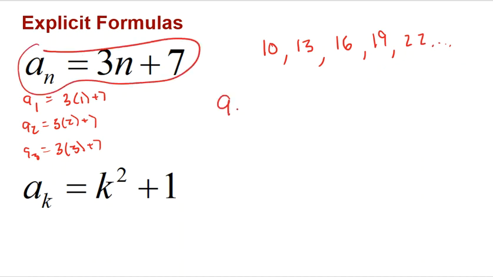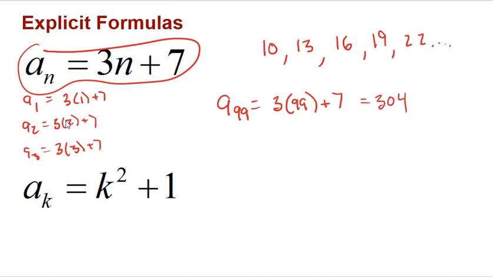So even if I say, what's the 99th term? Well, okay, all I got to do is plug in 99, and I may need my calculator for that. I don't know if I could do that in my head, but 3 times 99 plus 7 is 304. So the 99th term of this sequence is 304.